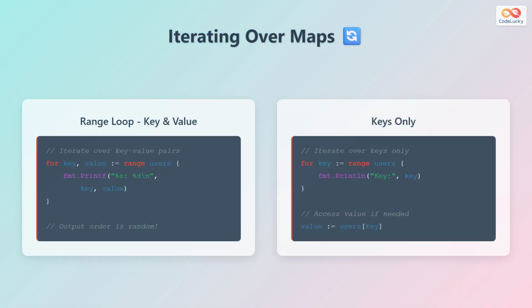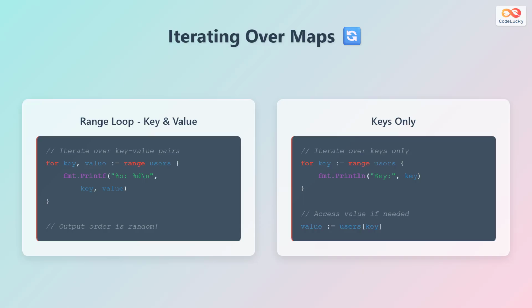Now, let's see how to iterate over maps in Go. You can iterate over the key value pairs in a map using a for-range loop. The loop will iterate over each key value pair in the map, assigning the key to the first variable and the value to the second variable. Keep in mind that the output order when iterating over a map is random.